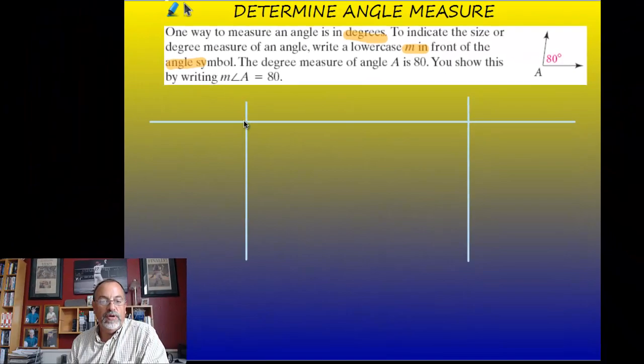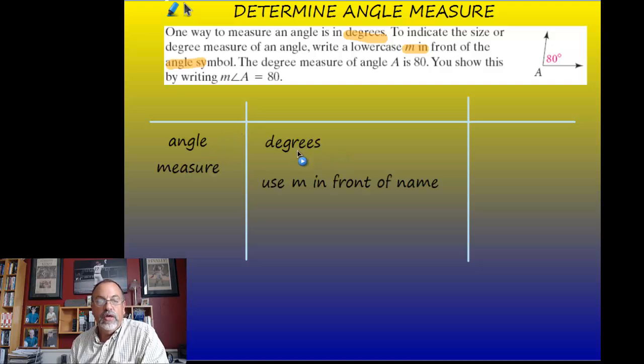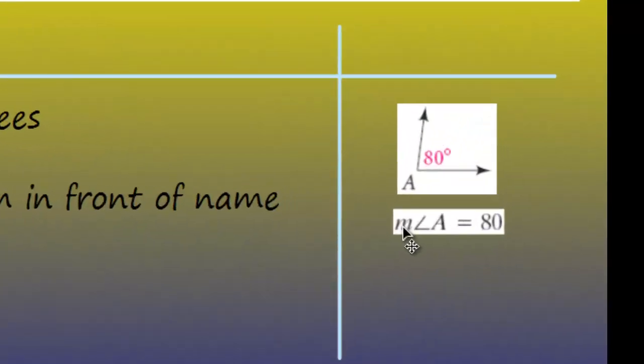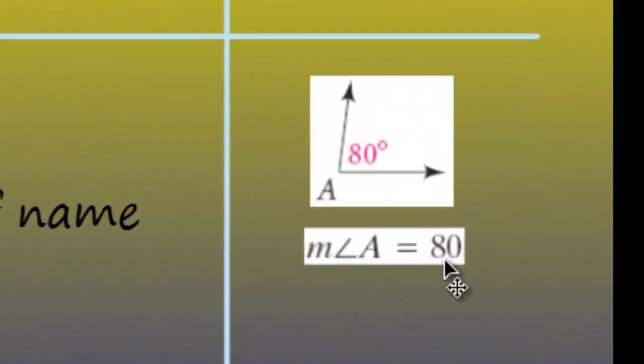Again, we can break that paragraph down. Angle measures are always going to be in degrees, and we put a little lowercase m in front of the name to indicate that we're talking about the measure. So here, rather than just saying angle A is equal to 80, we say the measure of angle A is equal to 80. That way the person reading it understands that the 80 represents 80 degrees. If you just put angle A equals 80, it leaves open a little bit of uncertainty. So the measure is just another way to be a little more accurate about naming the measure of an angle or to indicate the degrees.